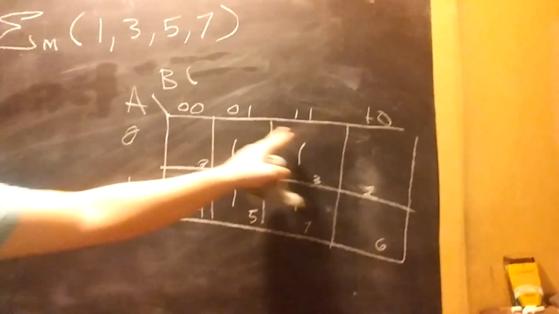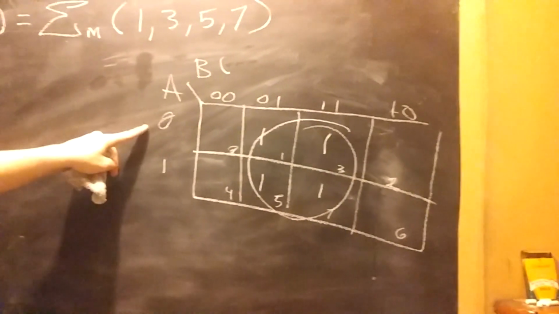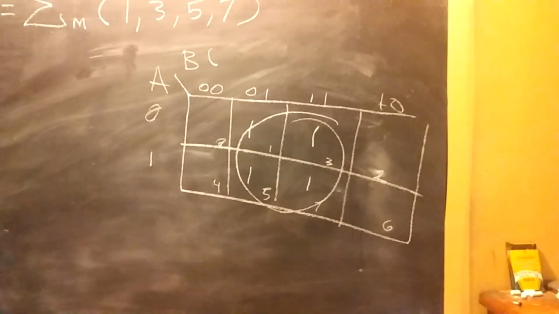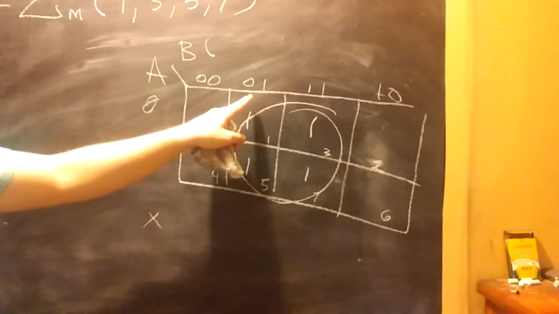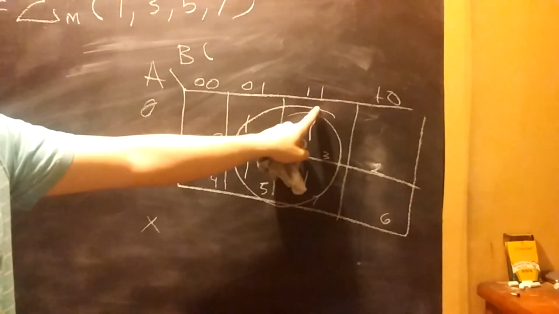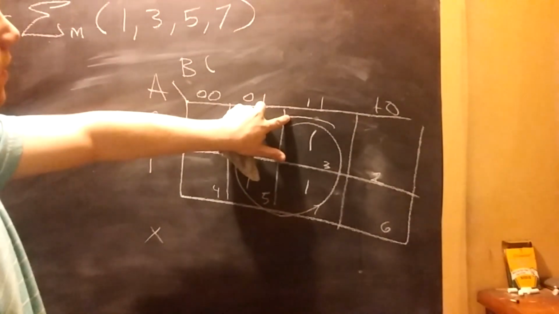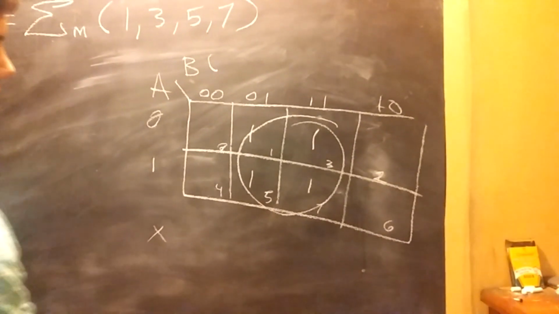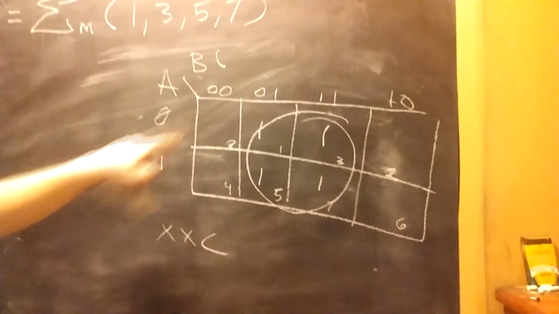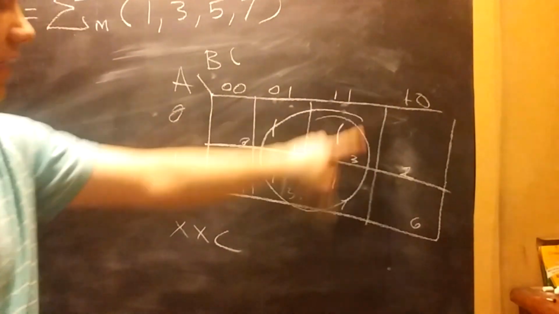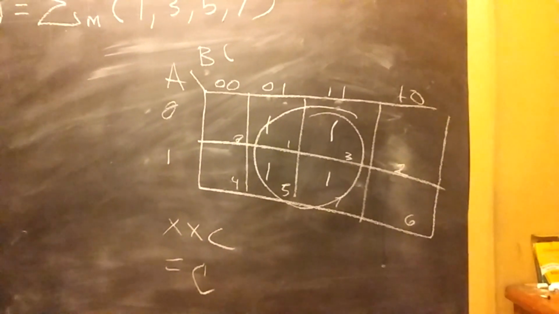We see that our 1s are grouped in a pattern right here, so we can circle them. And since it's taking up both A, we know A is a don't care, so we're going to have X. But then it's taking up this and this here, so we're looking for the change in bits. The change in bits is in our B, because C is constant. So this is just X, C, because A takes on both values, B takes on both values, and C stays as positive. So this is also just equal to the input C.